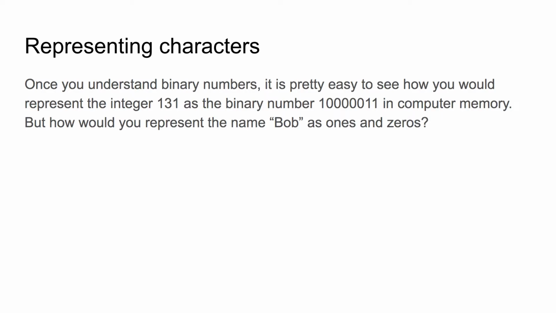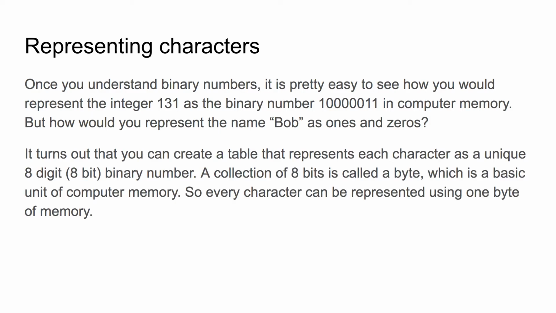Now, aside from numbers, sometimes we want text, right? We want characters. Well, you can represent the integer 131 as a binary number, but how do you represent the name Bob as ones and zeros? That's not as obvious, right? It turns out we create a table that allows us to convert each character into a unique 8-digit binary number. A collection of 8 bits is called a byte, and that's a basic unit of computer memory. Every character can be represented using 1 byte of memory.